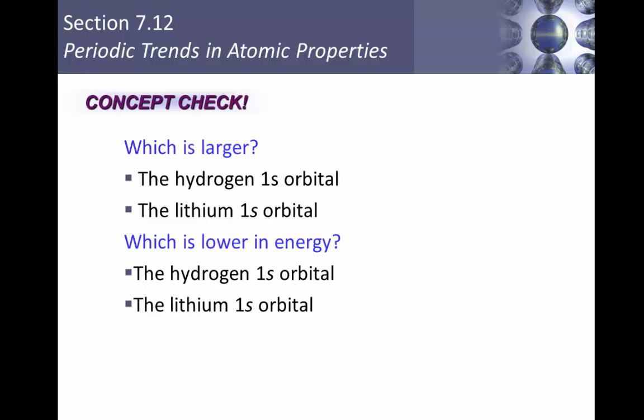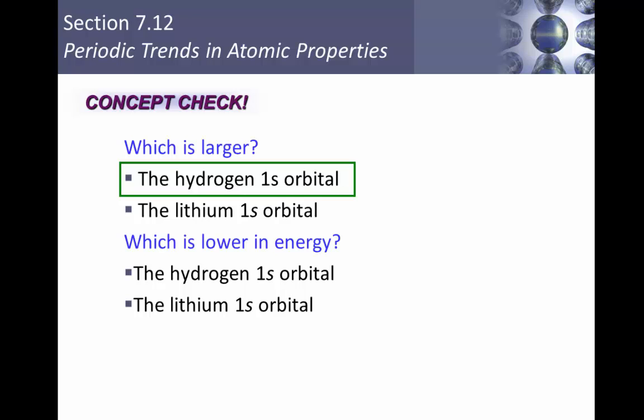Okay, another quick check. Which is larger, the hydrogen 1s orbital or the lithium 1s orbital? And you would say the hydrogen 1s orbital because it has less nuclear charge. Okay, right? Only one proton versus lithium's 3 protons.